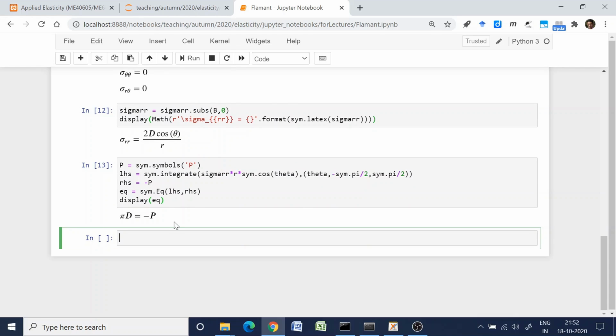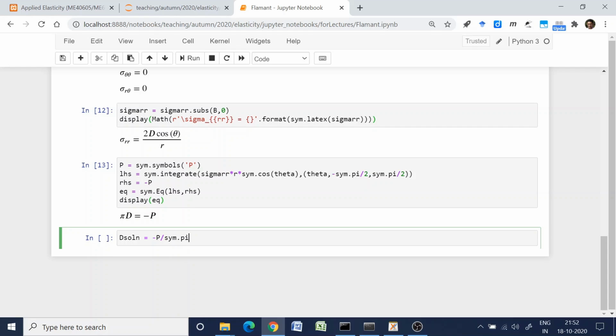So you see, this is such a simple equation. Pi d is equal to minus p. We could go to an unnecessary step here of writing this like lin solve and doing it, but that would be ridiculous here. So all that I have to note here is that d is equal to minus p by pi. So the d solution is nothing but minus p by pi.